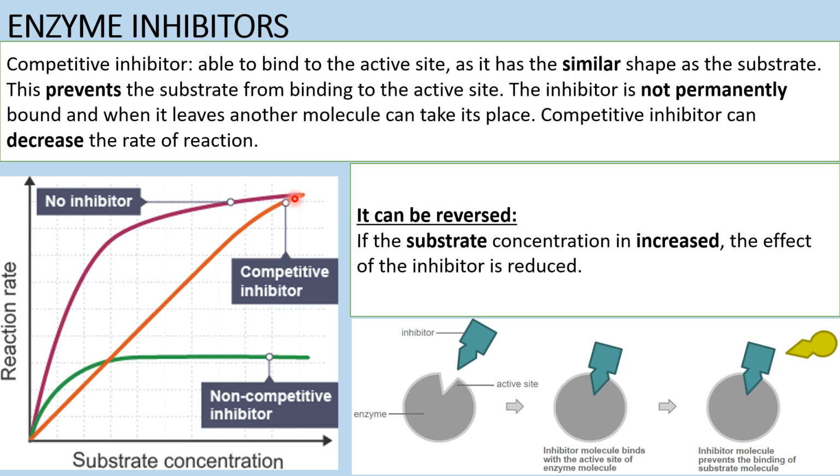But the effect, the rate of reaction, as you can see here, is slower compared to here. This is more steep, this is less steep. That rate of reaction can be reversed, meaning the impact can be reduced, by adding more substrate. The more you add, the more you reduce it.